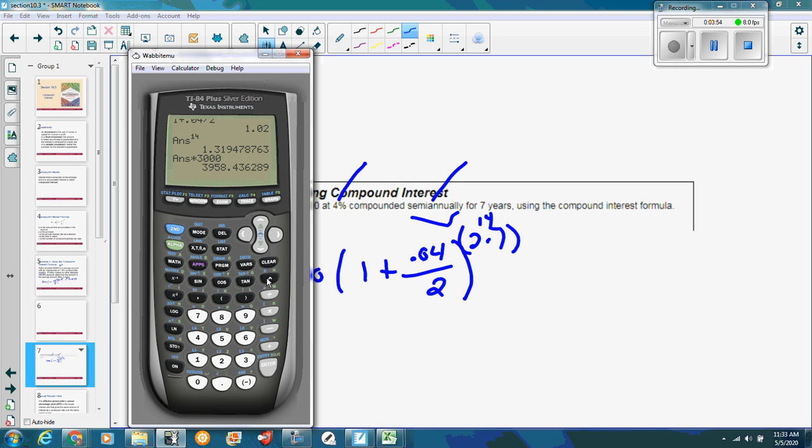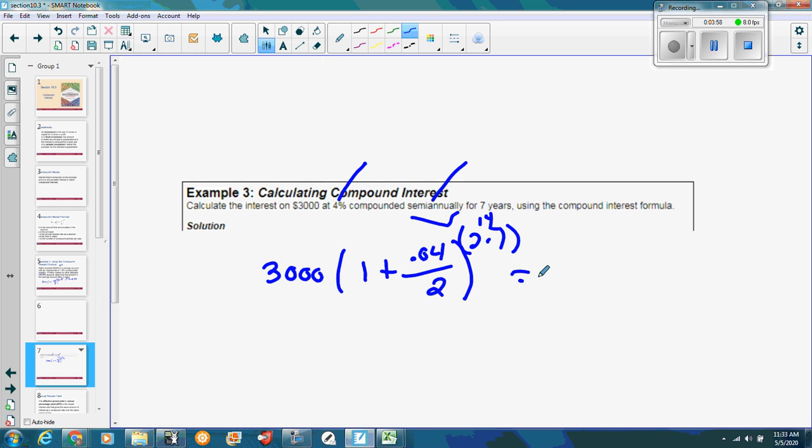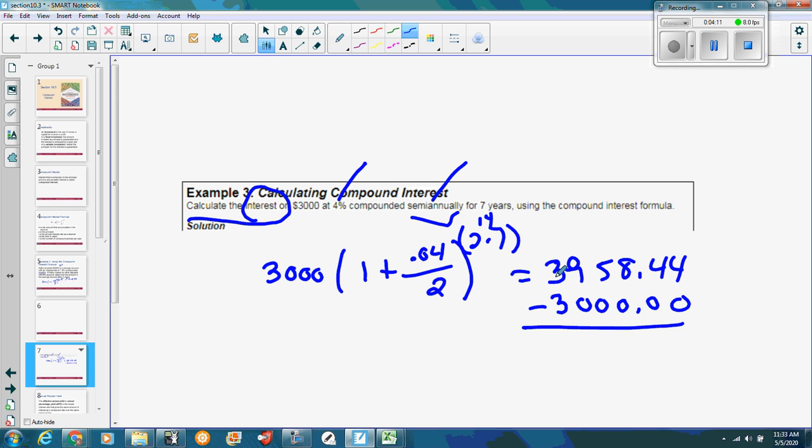So how much she's going to pay is $3,958.44. Notice the question said calculate the interest. So if I subtract off the 3,000, here's the interest right here, $958.44. So make sure you answer the question. Okay, so that was the interest.